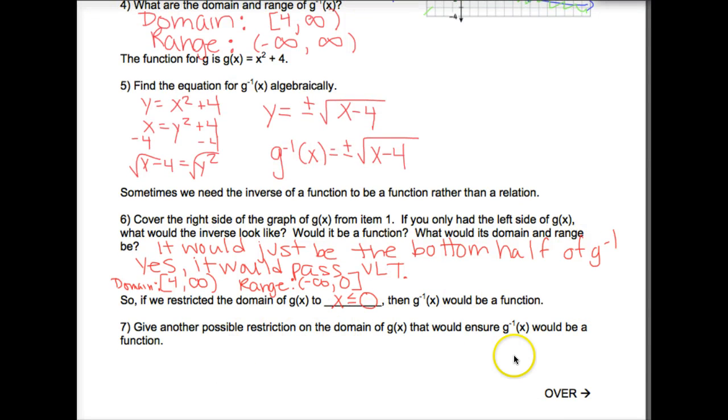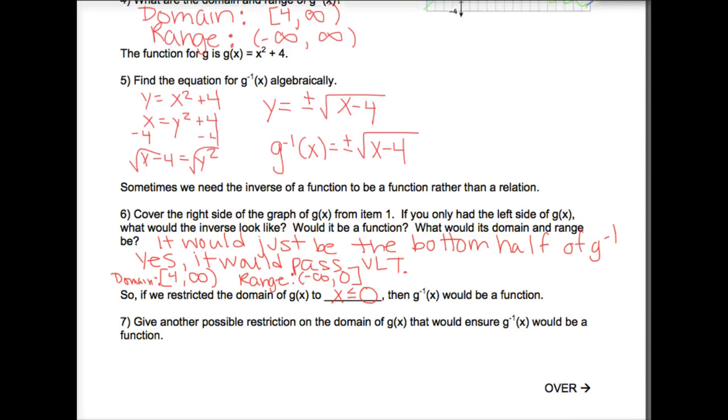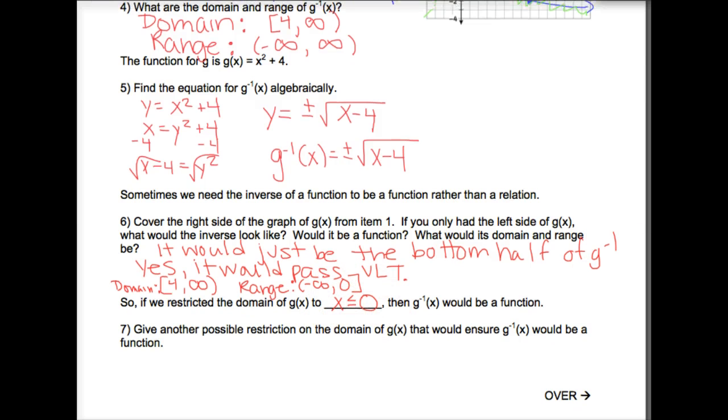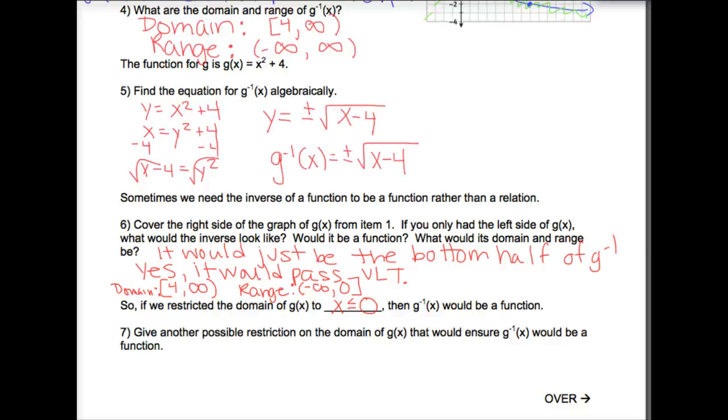All right, last question on this part before we start talking about cube roots and cubics for just a little bit. It says, give another possible restriction on the domain of the original, so g of x, that would ensure g inverse would be a function. So other than saying x less than or equal to 0, what would be another way we could restrict the domain that would allow it to be a function? So take about 30 seconds on this one. It's not too long of a question.